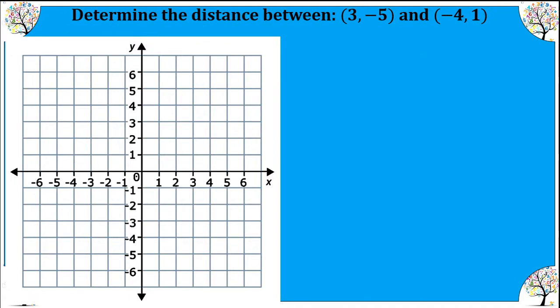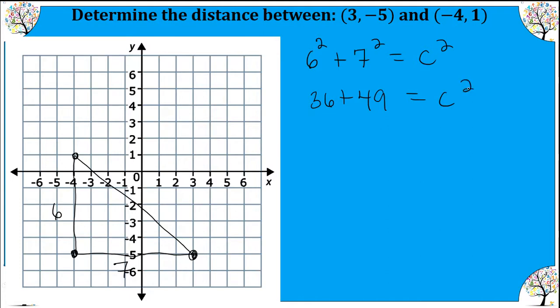Here's another example. So we have (3, -5) and (-4, 1), and we want to know the distance between these 2 points. So we're going to make a third point, creating a right angle, and our vertical leg is going to be 1, 2, 3, 4, 5, 6 units. Our horizontal, the difference of our x values, -4 to 3, is a distance of 1, 2, 3, 4, 5, 6, 7. So we have leg a, we'll call 6. Leg b is 7. We square these, we combine these, and then we solve for c, and we take the square root of both sides.